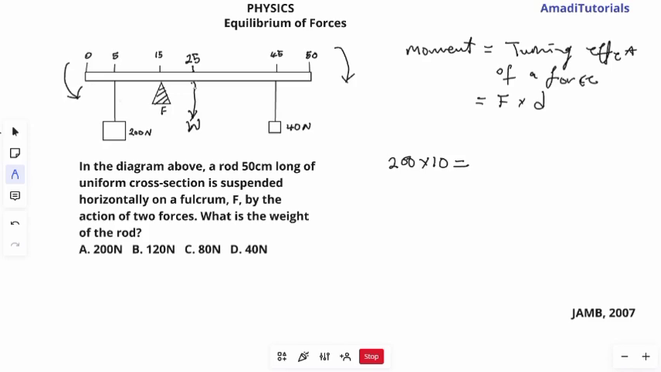The first force we see here is the weight W. Taking the moment of that weight, it is the weight times its distance from the pivot. The position of the weight is 25 and the position of the pivot is 15. So the distance of the weight from the pivot is 25 minus 15, which is 10. That will be W times 10.